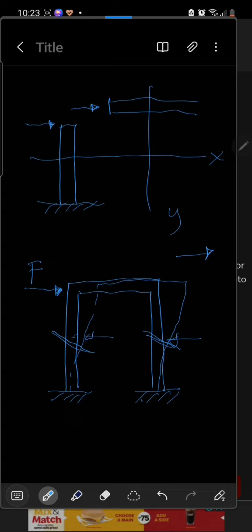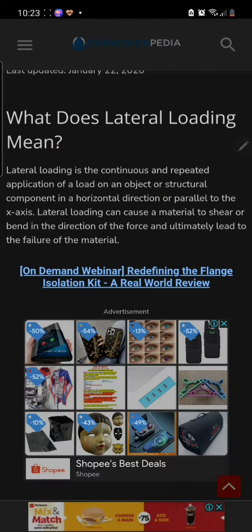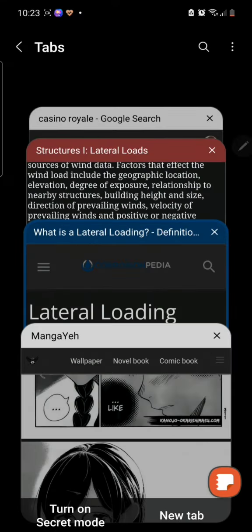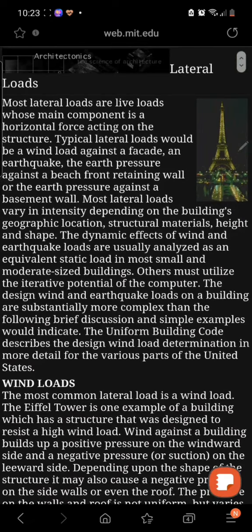So again, what are the examples of the lateral loads? Okay, we first defined it. So examples of lateral loads. So first, most lateral loads are live loads whose main component is horizontal force acting on the structure. Typical lateral loads would be a wind load. So one example, wind load against a facade. Say facade, the frontage of your structure, or the billboard signages, right?